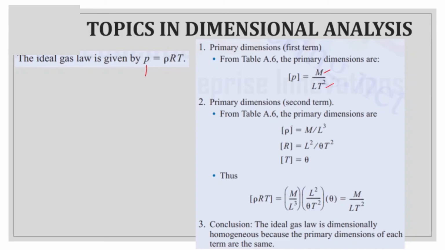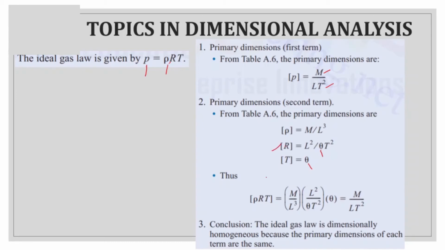Then for the second term, which is the density, density is mass over length cubed. Then R is equal to length squared over theta T squared, where theta is the temperature. And T is equal to theta, or temperature. So R here is the gas constant.